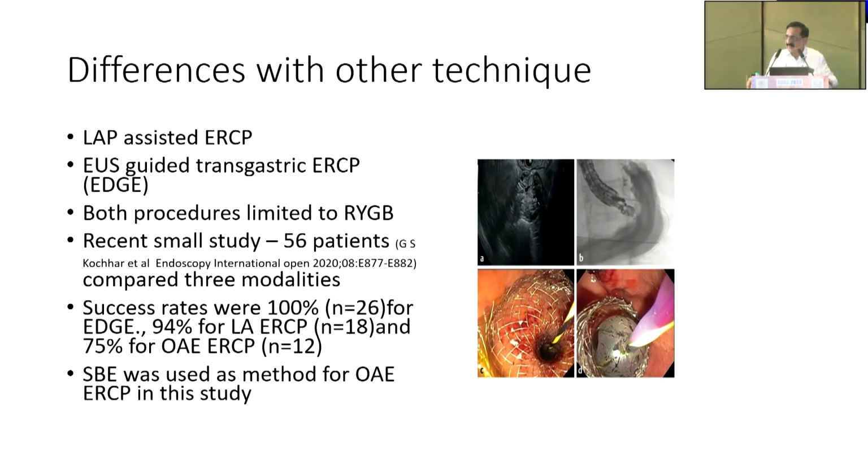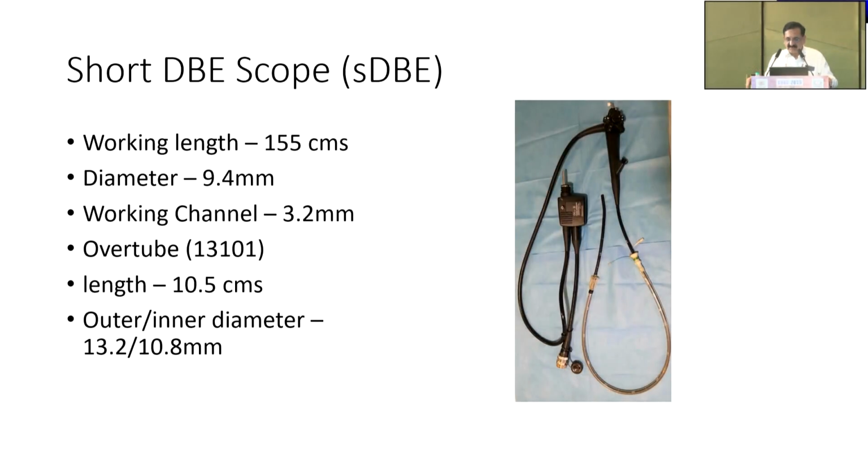There are some other techniques which we need to understand, like EDGE and laparoscopy-assisted ERCP. They are primarily limited to Roux-en-Y anastomosis, where the success of laparoscopy-assisted ERCP and EDGE procedure is higher as compared to OAE assisted enteroscopy, especially with the longer loop procedures, because a longer loop reduces the success rate. In that situation, when you have a 150 or 200 centimeter loop, it is worthwhile, if you have enough support, either a surgeon or an endosonographer who can do these procedures, to enhance the success rate.